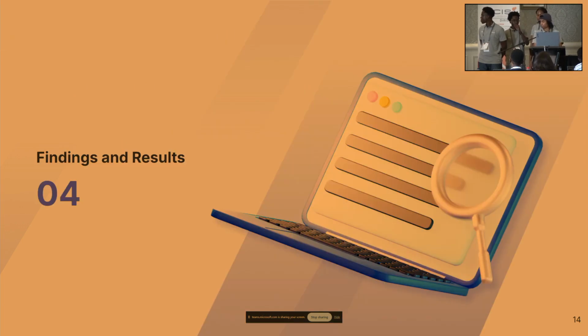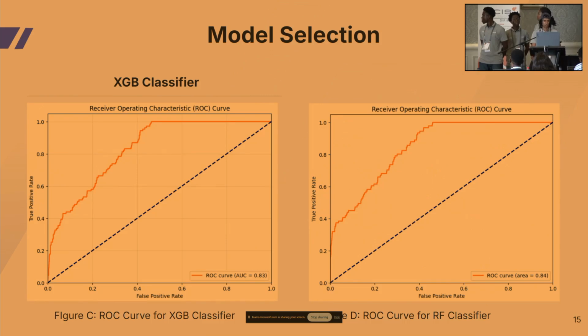Okay, and from our models, after feeding in the balanced data sets, we ended up with these two ROC curves. Now, I will not burden you with interpreting every nitty-gritty part of this, but basically, we tested two models: the XGB classifier and the random forest classifier.